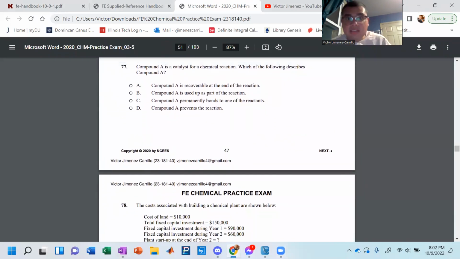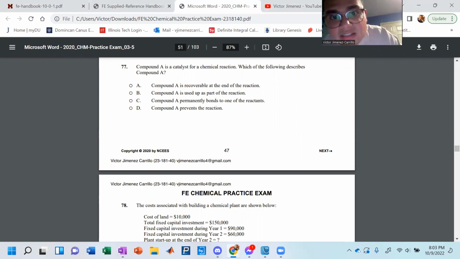77. Compound A is a catalyst for a chemical reaction. Which of the following describes compound A? Compound A is recoverable at the end of the reaction. Does that sound like a catalyst to me? Compound A is used as part of the reaction. Okay, maybe. Compound A permanently bonds to one of the reactants, and compound A prevents the reaction. Prevents the reaction is the red giveaway. A catalyst does not prevent a reaction. Permanently bonds to one of the reactants is also a dead giveaway. So you're only working with A or B.